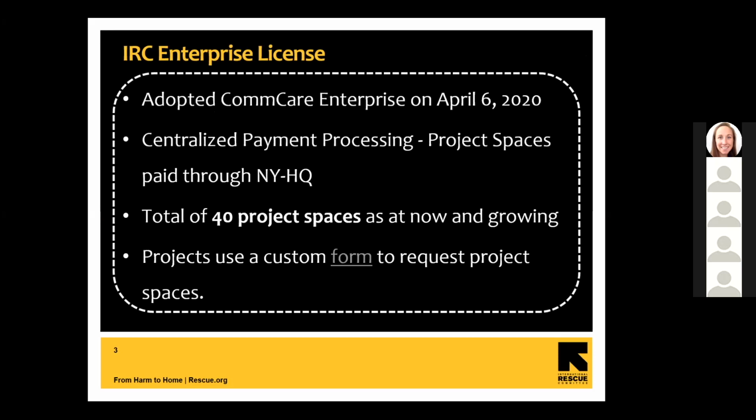So why did we go enterprise? We adopted our CommCare Enterprise license on April 6th of 2020. We have a centralized payment process, and everything is paid through New York HQ. We currently have 40 project spaces, and we're growing. To request spaces, projects use a form that gives an overview of why they're requesting and what their needs are.